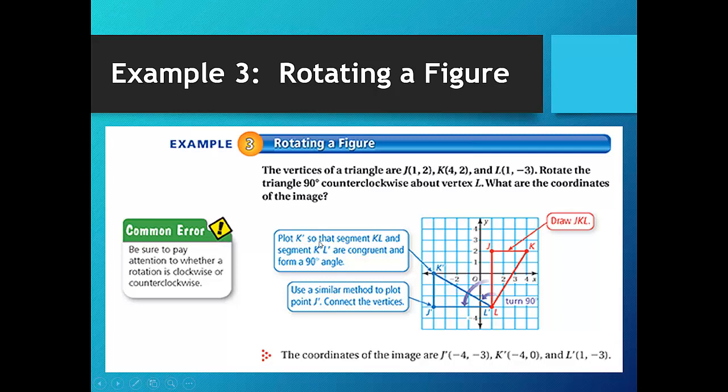It tells us here to plot K prime so that segment KL and segment K'L' are congruent and form a 90-degree angle. We want to use a similar method to plot point J', and then we'll connect the vertices. The coordinates of the image are J' at -4, -3, K' at -4, 0, and L' at 1, -3.